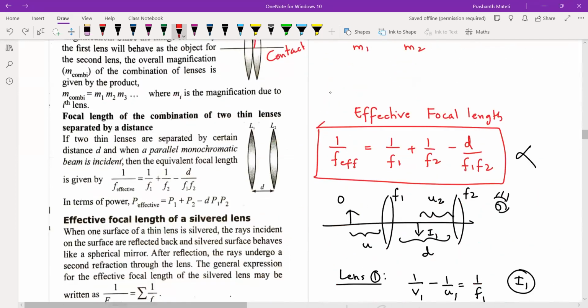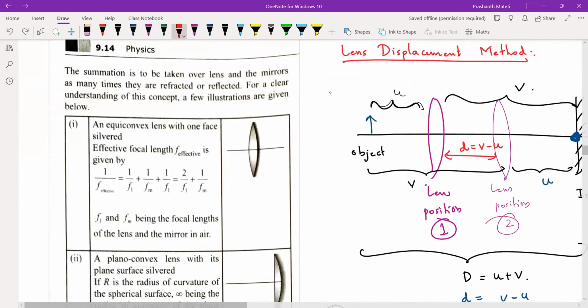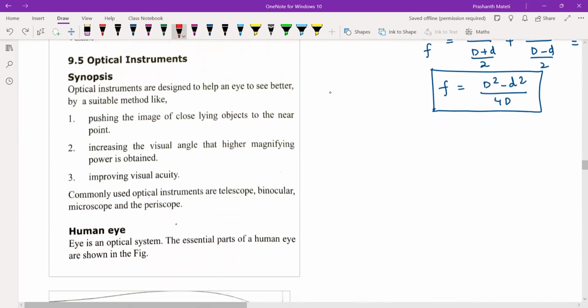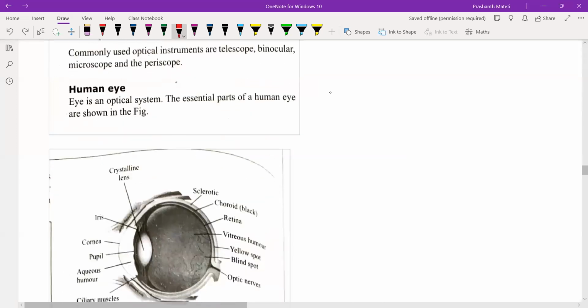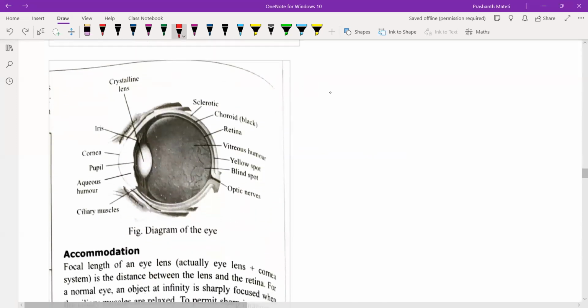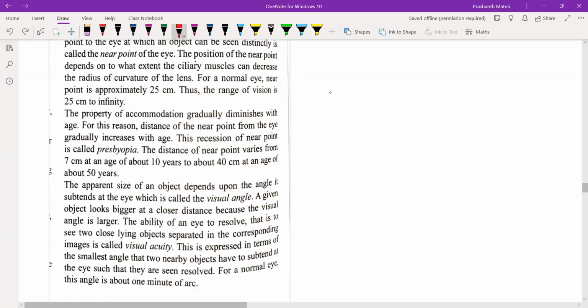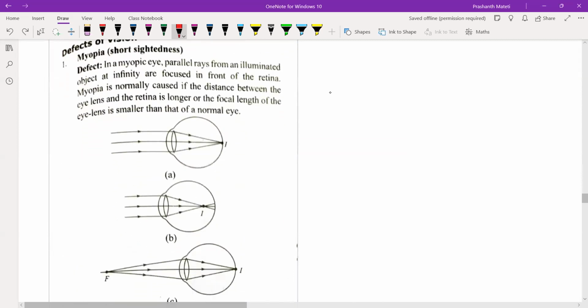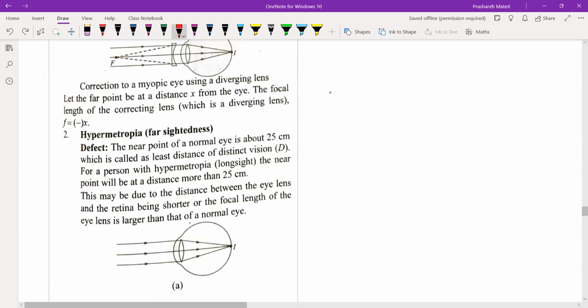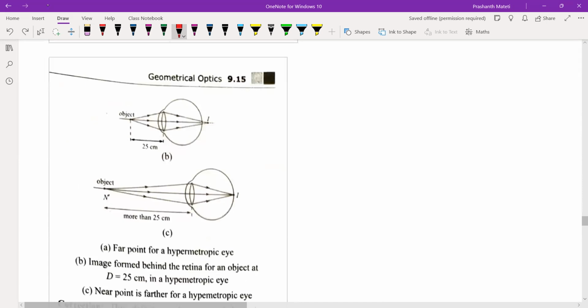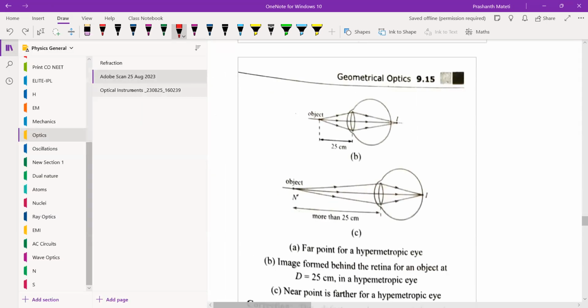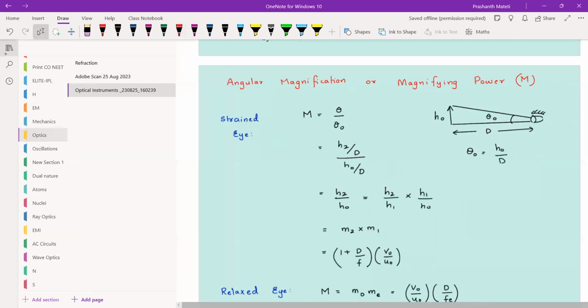Okay, so this is it. Lenses, cases, finding the combination of lenses, and silver lens. Now, if you go for optical instruments, yesterday we saw a little bit about the defects in the eye. We'll come back to this again. Let us directly go for optical instruments first. So, optical instruments.